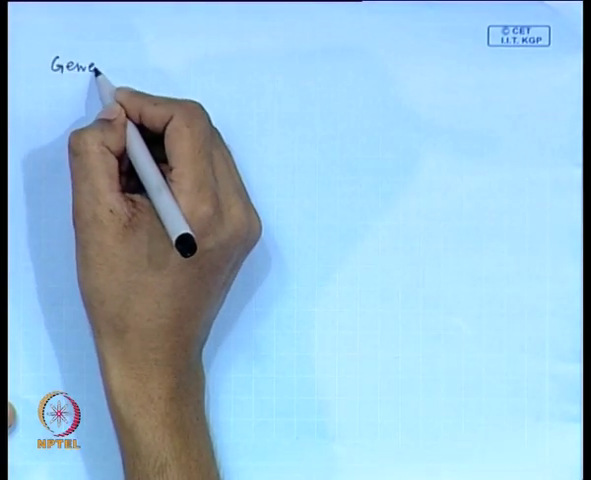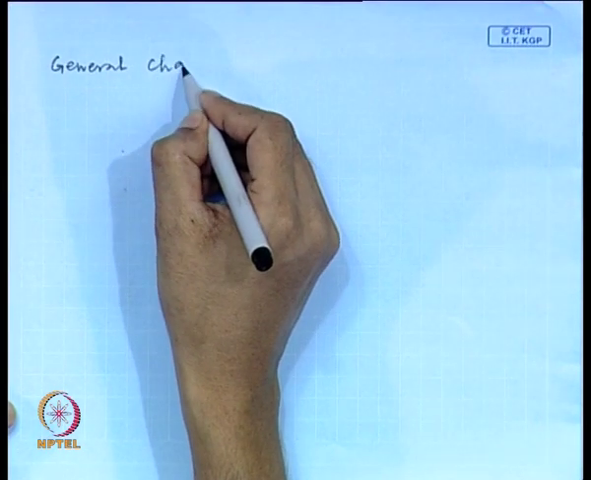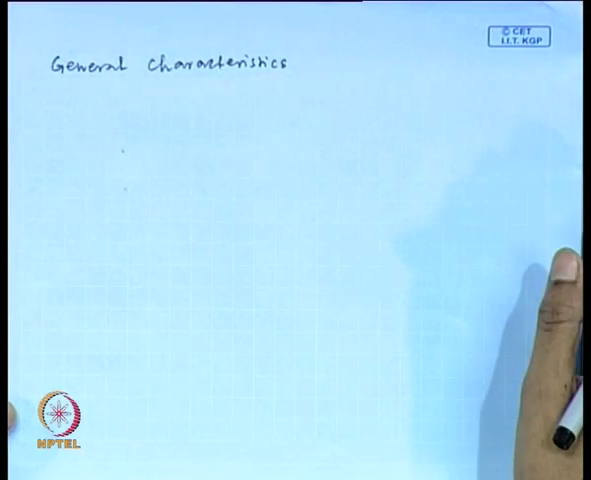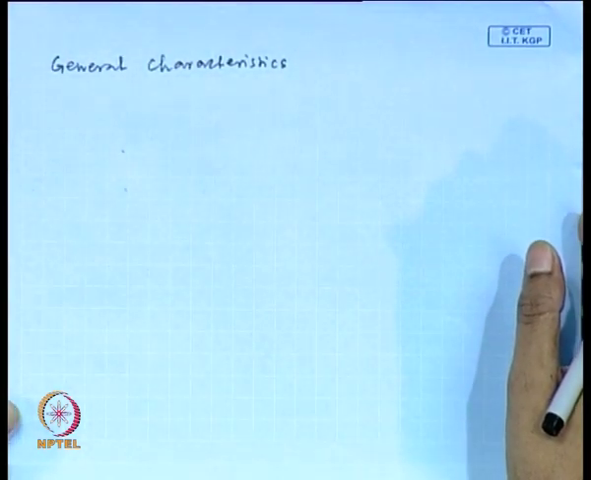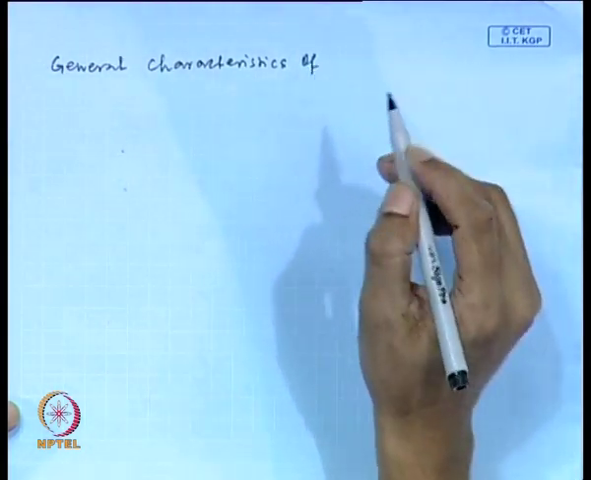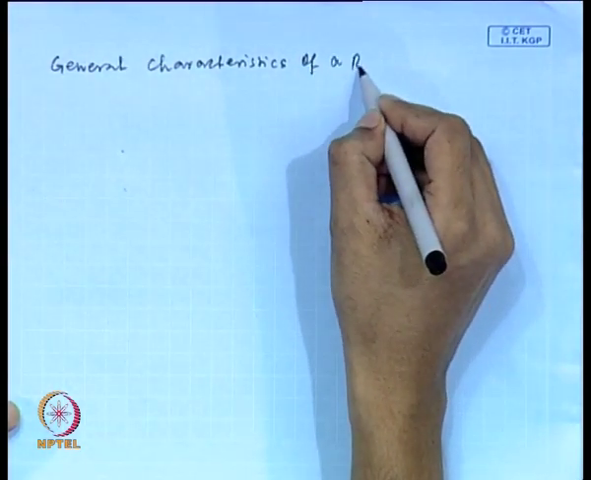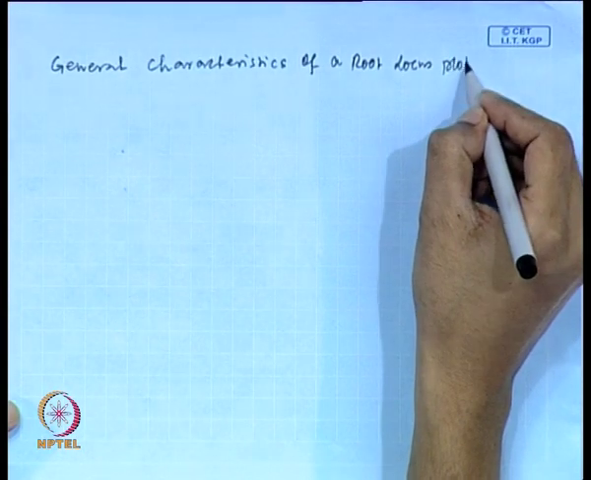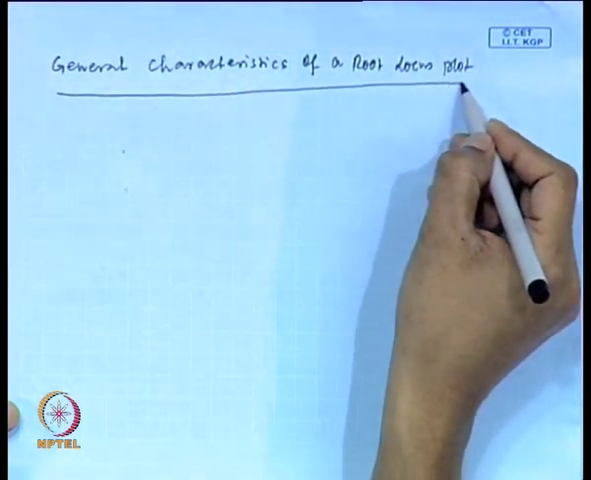In the next, we will try to find some general features based on the results we obtained in solving this problem. We will try to obtain some general characteristics based on the results we obtained in solving the previous problem. General characteristics of a root locus plot.